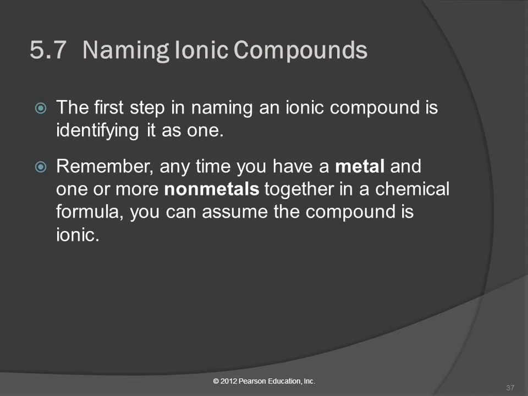So the first thing we have to do, we're going to learn how to name ionic compounds. And the first step in that is identifying it as an ionic compound. And the key here is a metal. If you have a metal and one or more nonmetals, you've got an ionic compound. So you look at the formula, and if there's a metal in it, it's almost certainly an ionic compound.